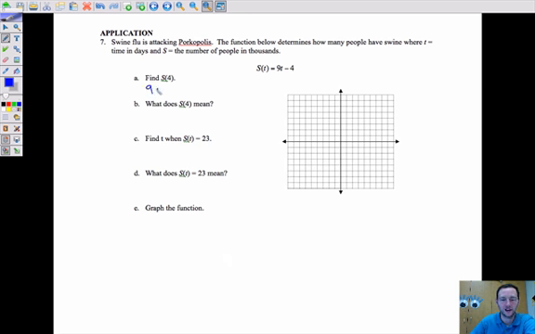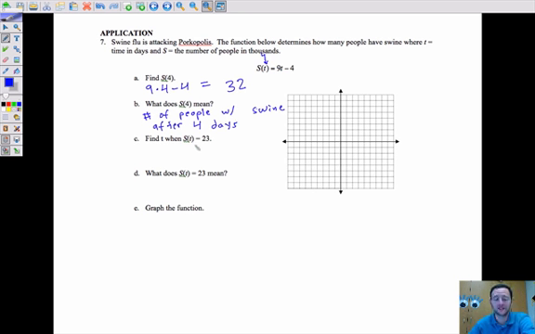What does s of 4 mean? Remember, we plugged in 4 for t. That t was days. So that means the s, number of people, with swine flu after 4 days.